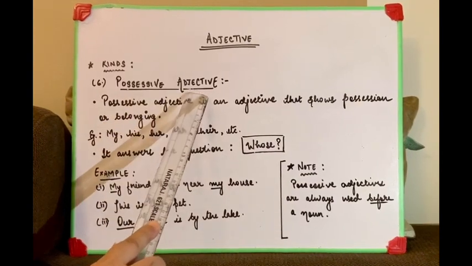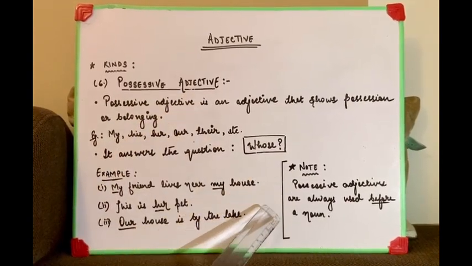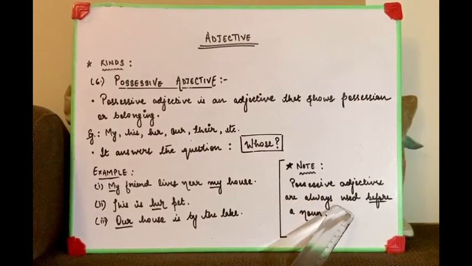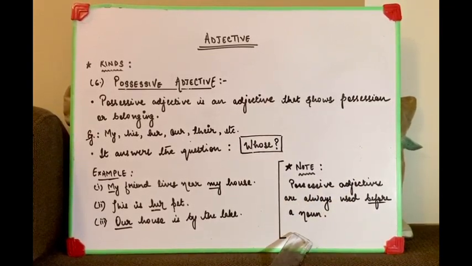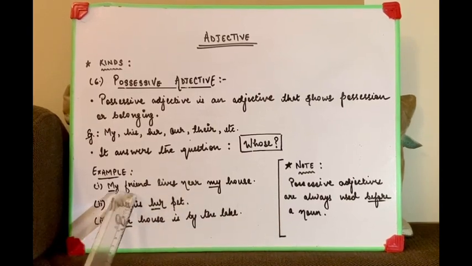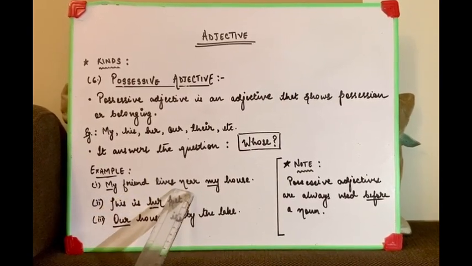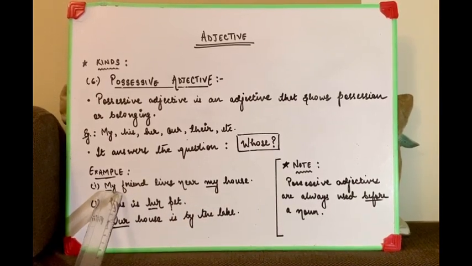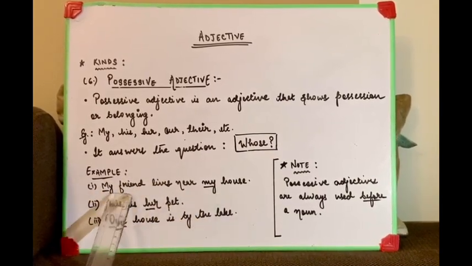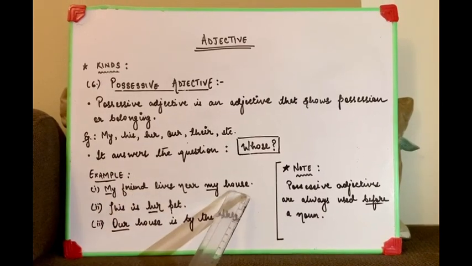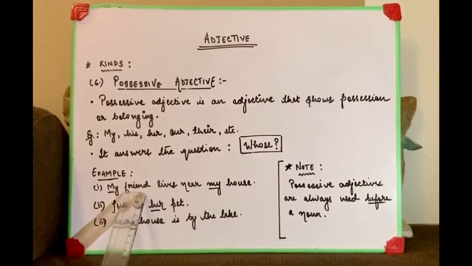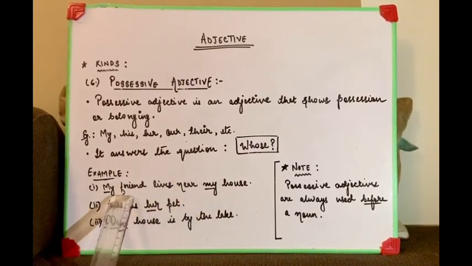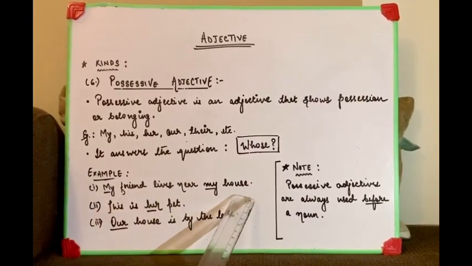possessive adjective. Always remember, children, that possessive adjectives are always used before a noun. Let's come back to the examples. My friend lives near my house. See, the possessive adjectives my in both the cases are followed by the noun. Here we have the noun friend and here we have the noun house. It is immediately followed by a noun.